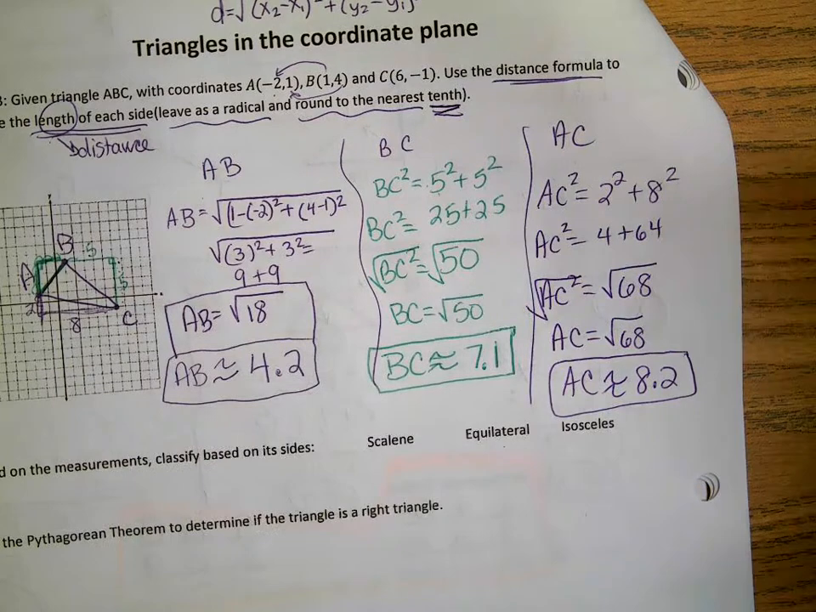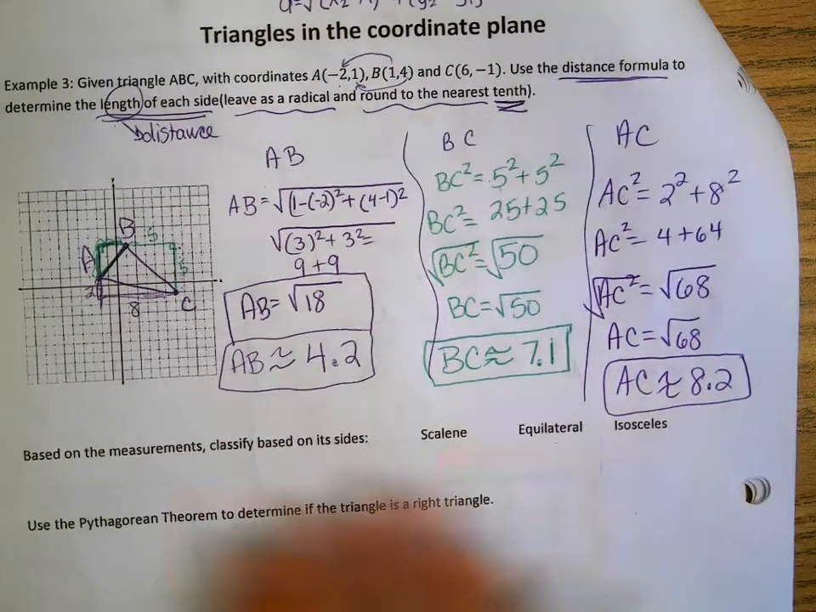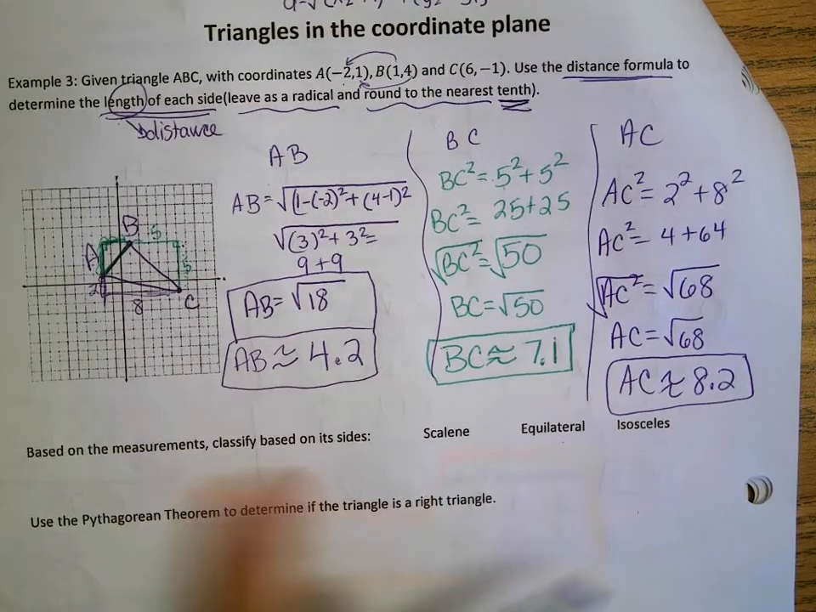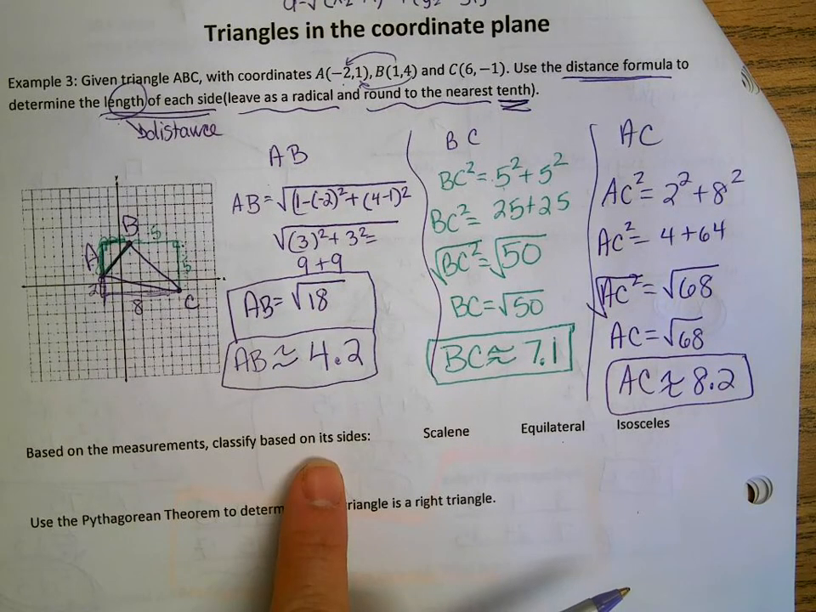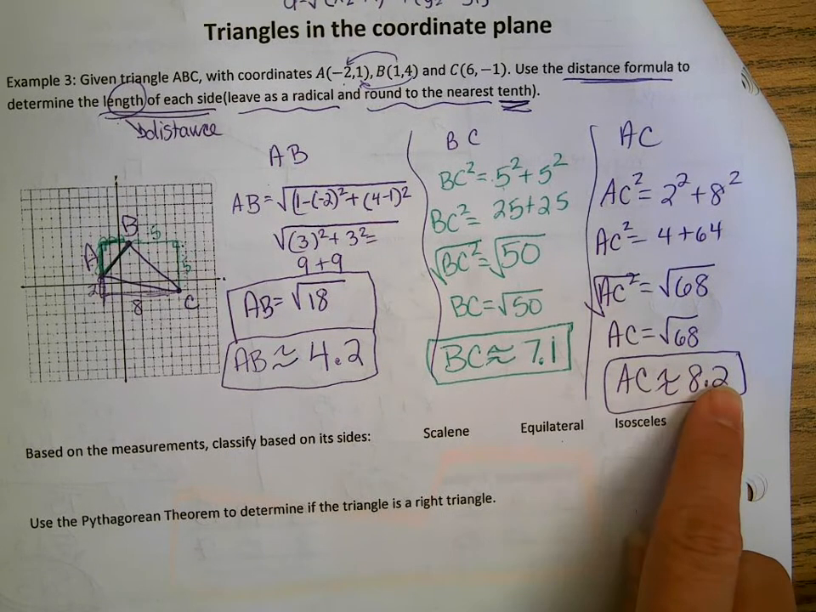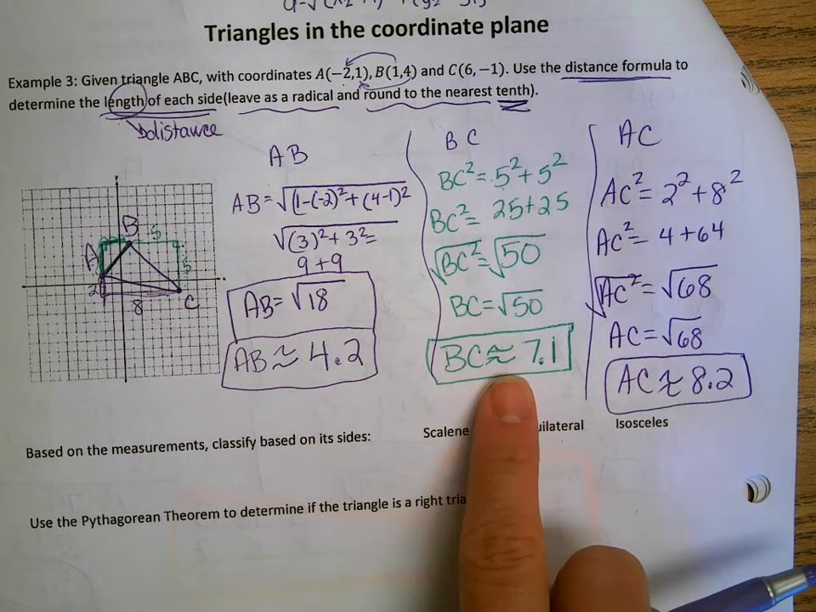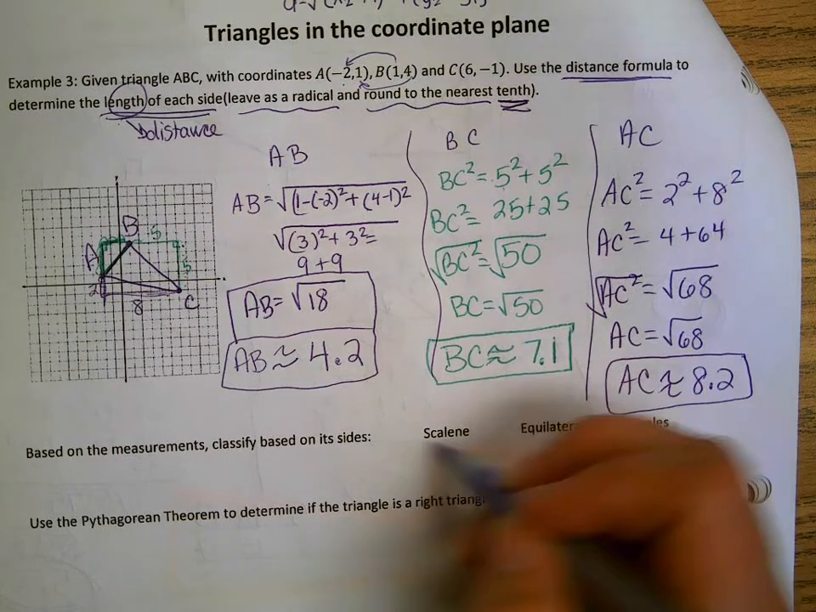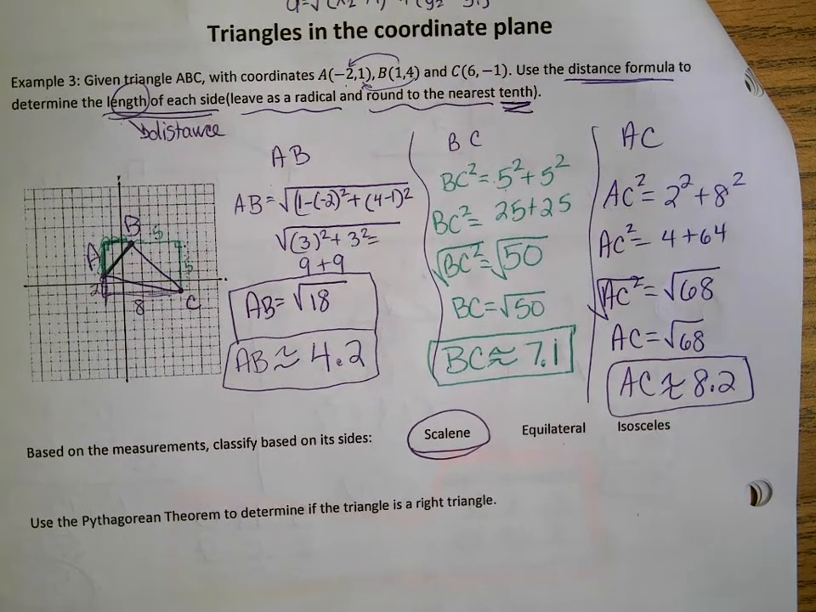Okay. Now, where are those important? Well, we want to know what kind of triangle this is based on its sides. So kind of going back to our notes 3.01, are any of these 3 lengths the same? Square root of 18, square root of 50, or 8.2? No. So this triangle is going to be scalene.